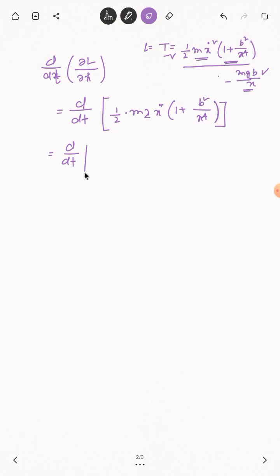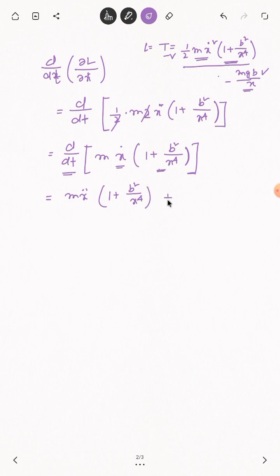Next, let us see the next part. The 2s will be eliminated. So what will remain? d/dt of m x dot and, within bracket, 1 plus b square by x to the power 4, this result will remain. Now we take the derivative with respect to d/dt like this: keep this fixed and take the derivative of this, then keep this fixed and take the derivative of this. So first of all, m x double dot and the other quantity will remain as it is, so this will be this one, plus, now m x dot will be fixed, the other quantity will take its derivative, minus 4b square by x to the power 5 into x dot, because the derivative of x to the power 4 will be minus 4 by x cube, and the time derivative of x with respect to t will be x dot.